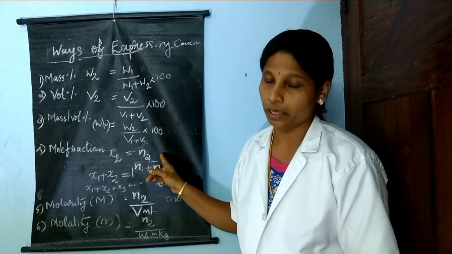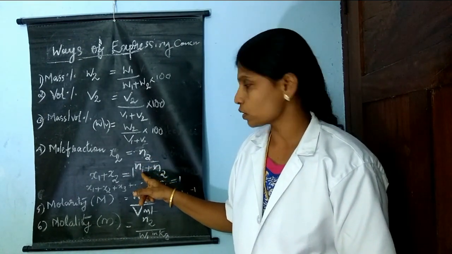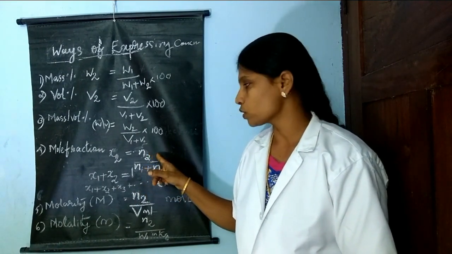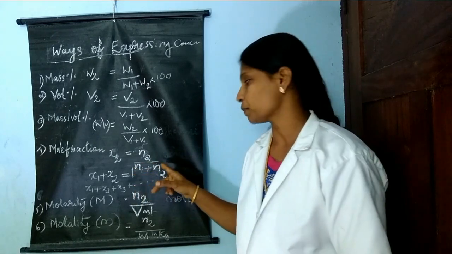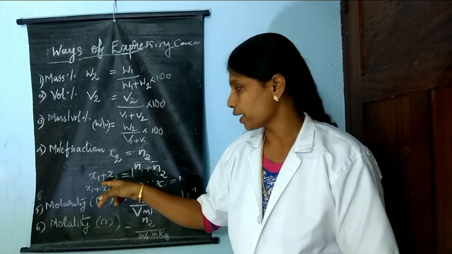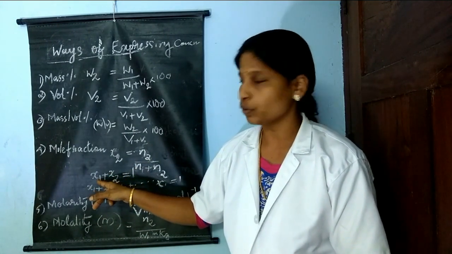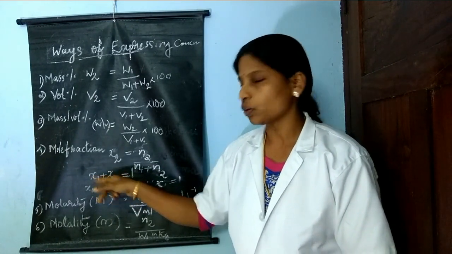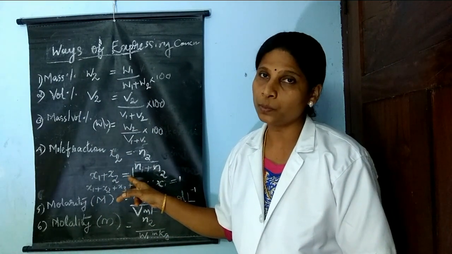N2 be the moles of solute, N1 be the moles of solvent. N2 by N1 plus N2: number of moles of solute divided by total moles of all the components present in the solution. And you already know X1 plus X2 is equal to 1. X1 is mole fraction of solvent, X2 is mole fraction of solute. Total mole fraction of all the components in the solution is equal to 1.